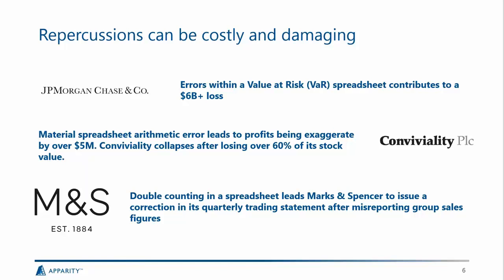Marks and Spencer had double counting in a spreadsheet that led them to reissue a correction. They had to misreport their group sales figures and reissue a new statement. Now, there are countless examples, and you can Google spreadsheet horror stories and find any number of different examples across all industries. These are just 3 that we chose here today. What I think is really interesting is that all 3 of these are not necessarily indicative of having no policy in place or an effective spreadsheet management policy, but of being able to execute upon it. They also all have in common that very small errors within spreadsheets had very big repercussions.